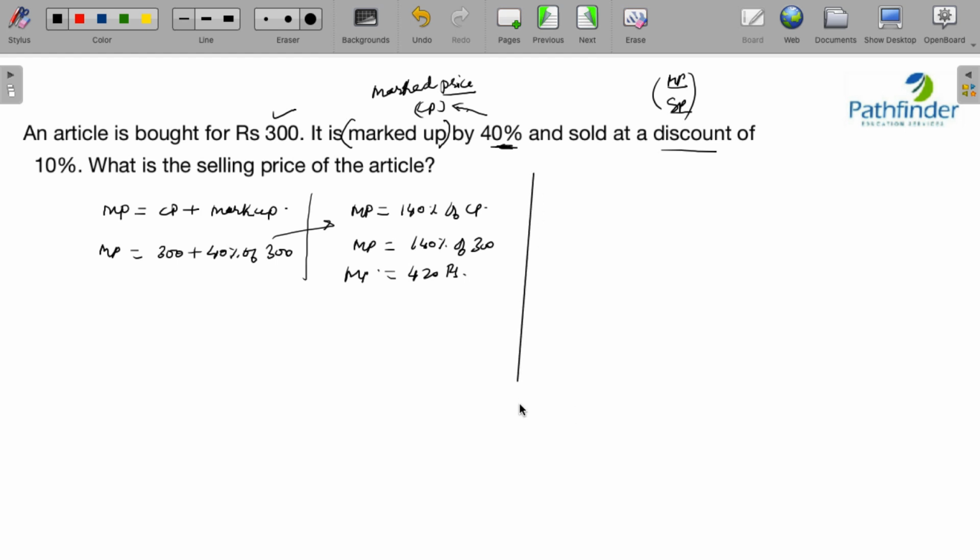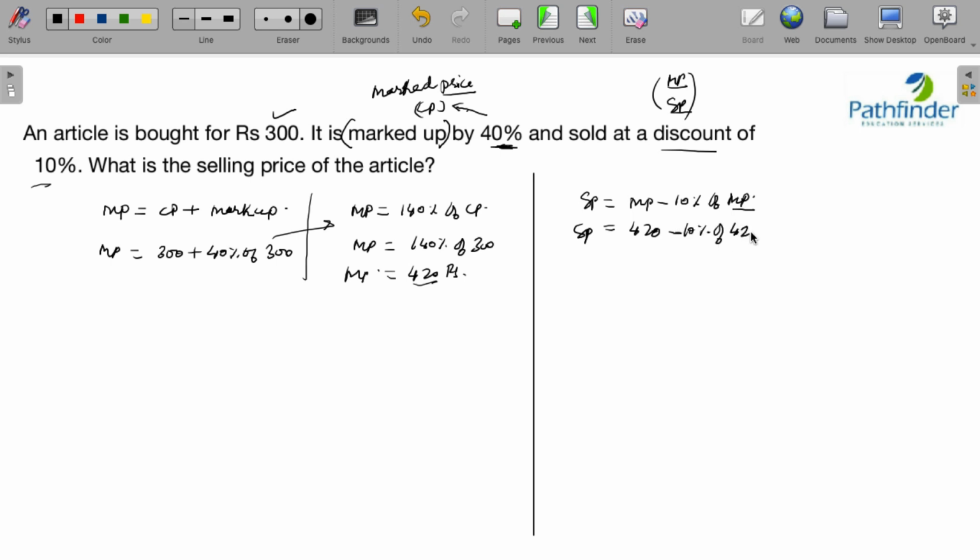What about your discount? It is sold at discount of 10%. The moment the discount is 10%, you should know that selling price must be marked price minus 10% of marked price, because discount is calculated on marked price. So selling price is 420 because that is your marked price, minus 10% of 420. So selling price is 420 minus 42. And finally your selling price is rupees 378.